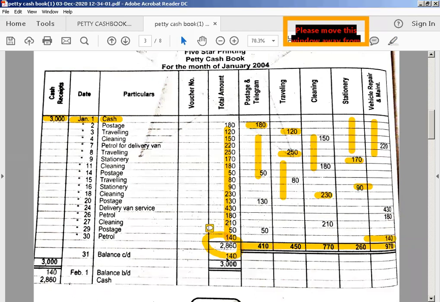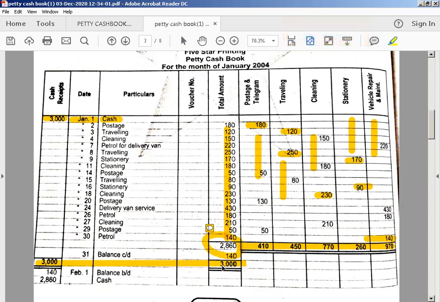Clear? Then you have to close the column with the biggest number, 3000 or 2860. Which one is the biggest? Definitely your cash receipts is the biggest, so you have to close the column with your biggest amount, that is your 3000, and it should be in the same line. Okay, this should be in the same line. This 3000 in the cash receipt side, and this 3000 in the total amount side, and it should be in the same line. Now, after writing the biggest amount and doing the closing and the footing of your transactions, you have to put the double line. This shows that you have closed your accounts.